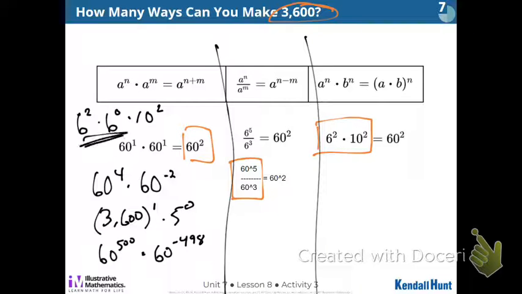Yeah, but it can't just be this. Oh, you're saying 60 squared? 60 squared times 10 to the 0? Sure, that works. Okay, middle column, using the quotient property. What do you got, Meredith?